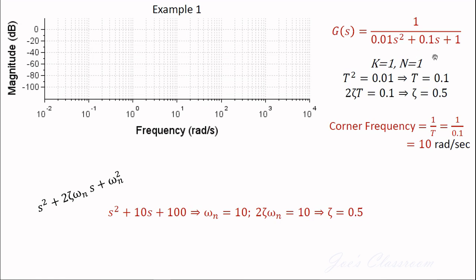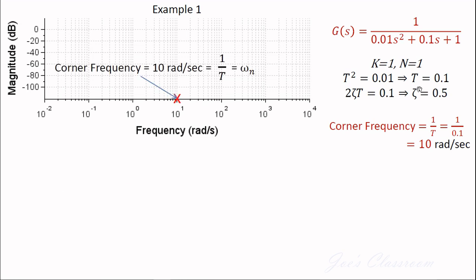In either way, you can find out the zeta value and decide whether this is the quadratic term with complex poles or the real poles. They are going to result in complex poles only if the zeta value is between 0 and 1. Anyhow, we have got the omega n value or t value. Then immediately we can find out the corner frequency. Corner frequency is given by 1 by t, and it is equal to 1 by 0.1. It is equal to 10 radians per second.